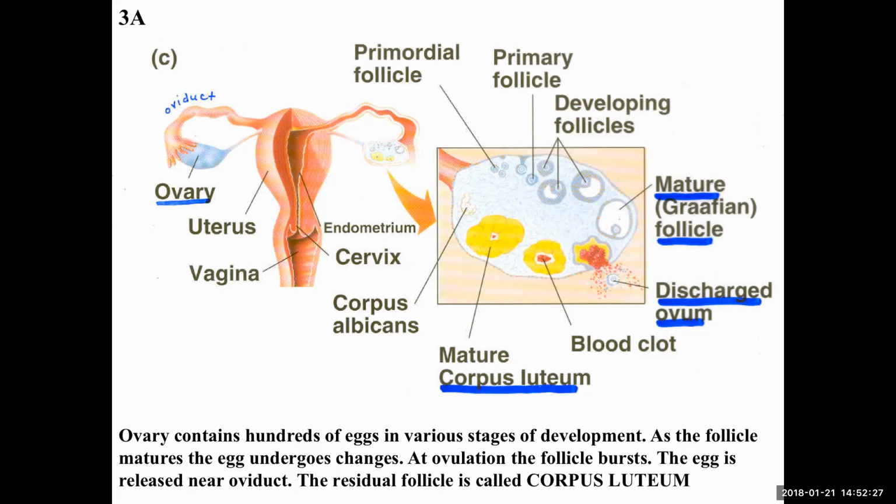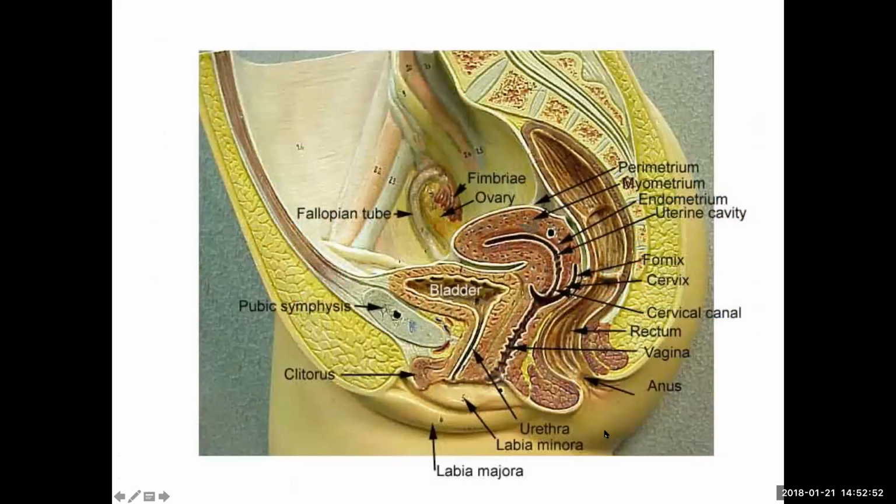Okay, so here we can see the follicles maturing, and we can see the release of an egg in ovulation, and then the remaining tissue forms the corpus luteum. The ovary contains hundreds of eggs in various stages of development. As the follicle matures, the egg undergoes changes. At ovulation, the follicle bursts. The egg is released near the oviduct. The residual follicle is called a corpus luteum.